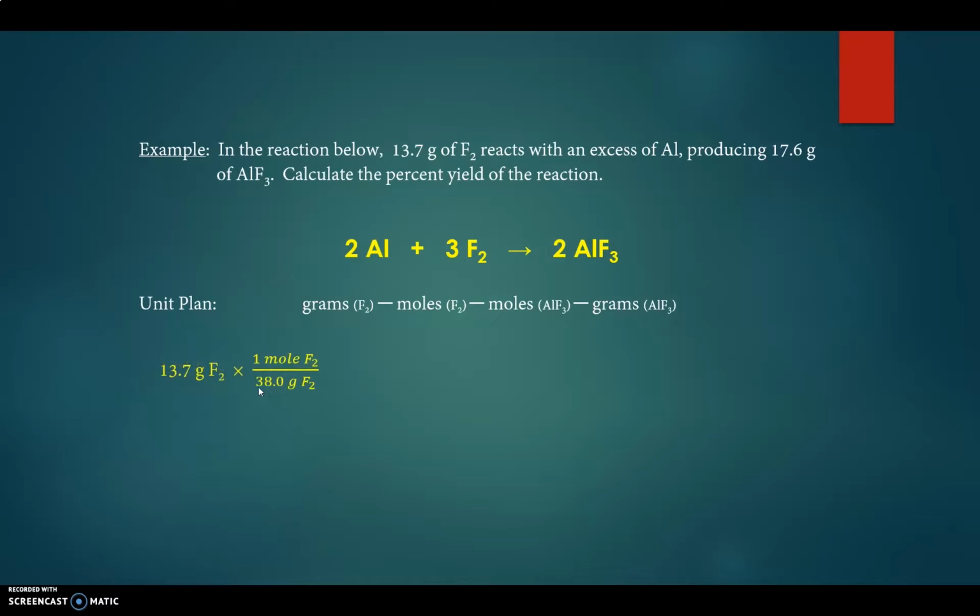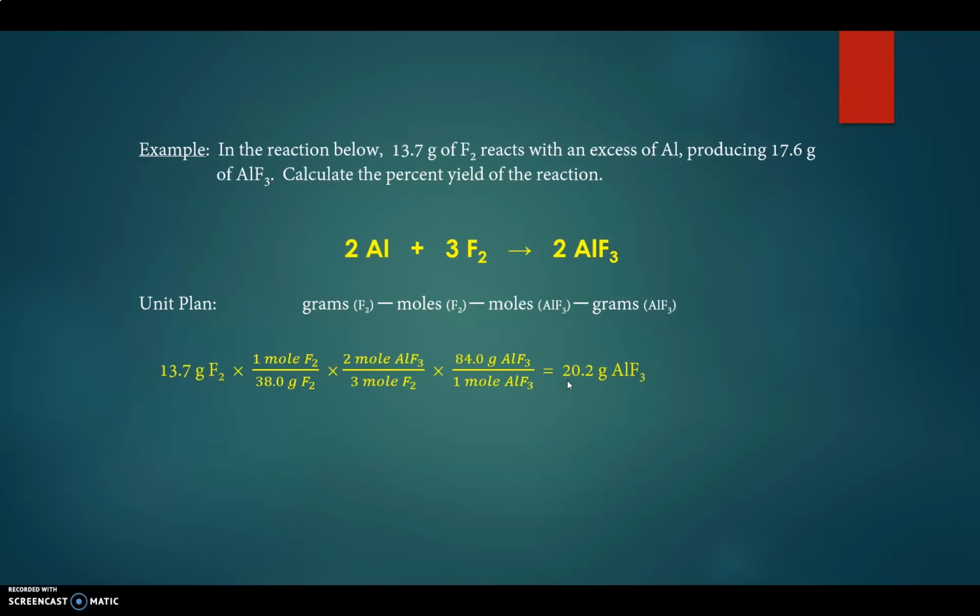So we'll start out with our 13.7 grams of fluorine. Then using the molar mass of fluorine, which is 38 grams per mole, we change the grams to moles of fluorine. Then, looking at the balanced equation, we have 2 moles of aluminum fluoride produced for every 3 moles of fluorine, and then finally, we want to convert that back to grams. So adding up the molar mass of aluminum fluoride, we have 1 aluminum and 3 fluorines, that would be 84 grams, and that gives us the amount of aluminum fluoride we could expect to get from this reaction.